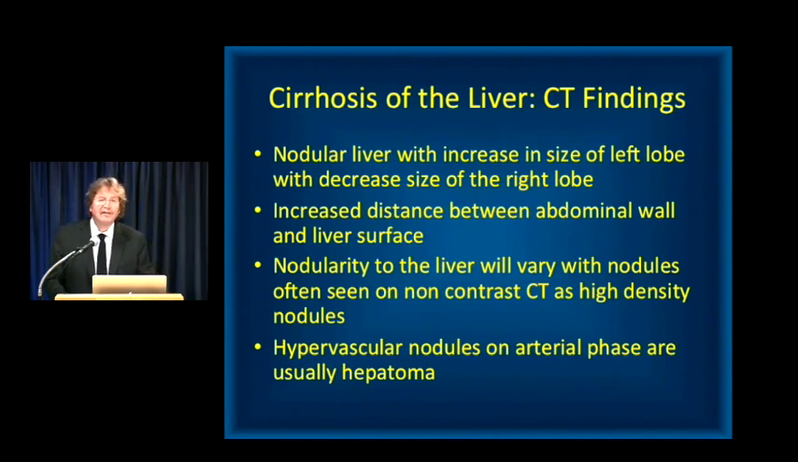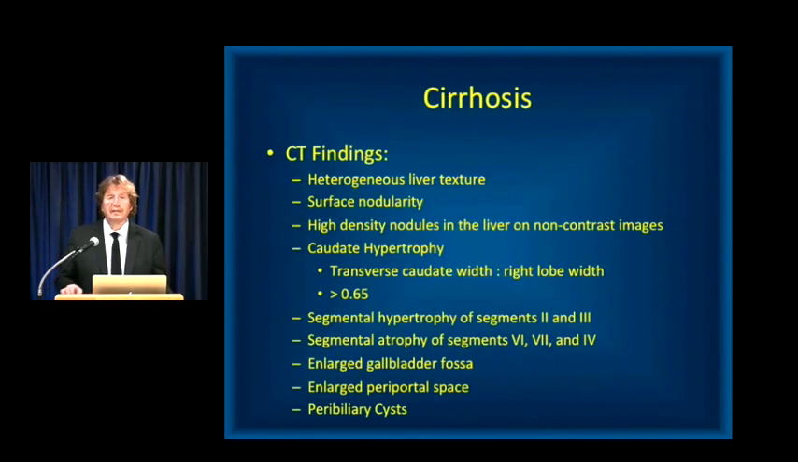The nodularity to the liver will vary, with nodules often seen in non-contrast CT as higher density nodules. You may also see hypervascular nodules on the arterial phase. Now, often those are going to be hepatoma, but you may see small nodules, which, yes, could be hepatoma, but can be regenerating nodules as well, and we'll speak about that.